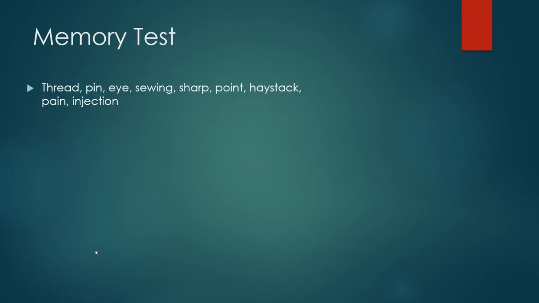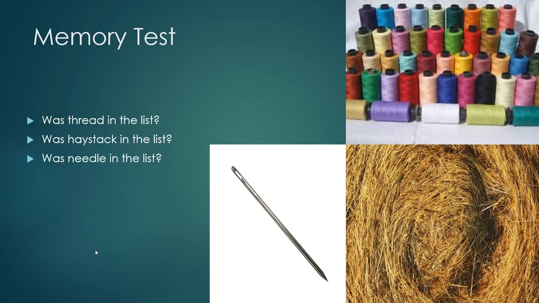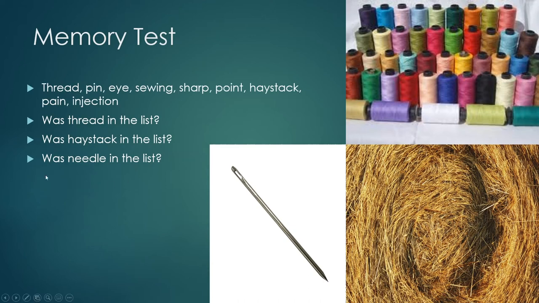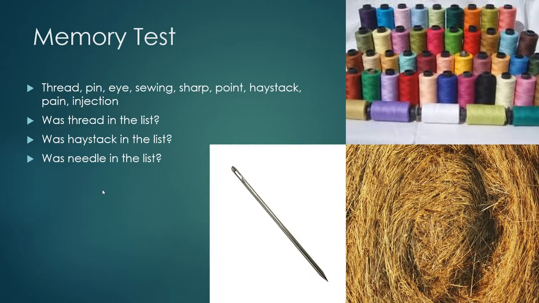So this was something I did with you guys in class. I had you remember this list, and then I asked you if these different things were in that list. The idea was that needle was not in the list, but it's because there's a lot of contextual stuff that would hint that needle should be in this list. I used this example to show how the brain kind of makes stuff up. It uses contextual clues to make its best guess about what should have been there. And this has been taken advantage of by these different researchers when we look at retrieval errors.